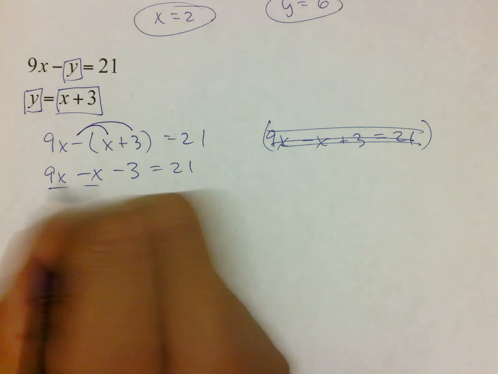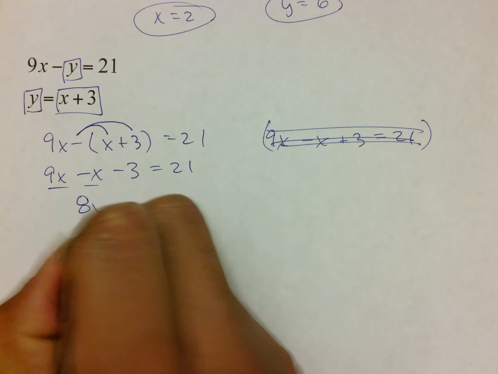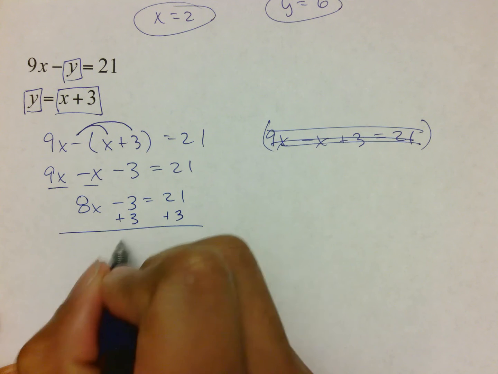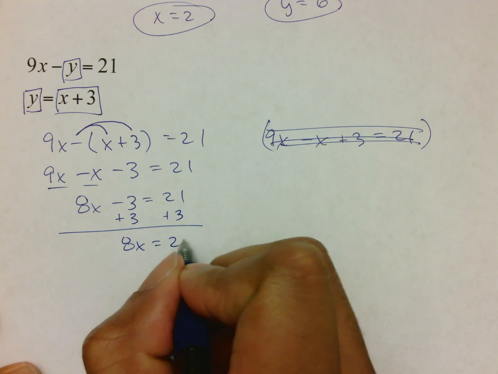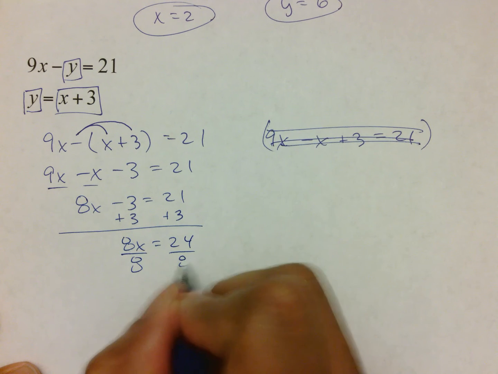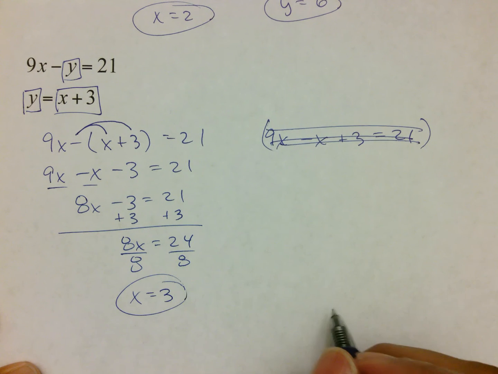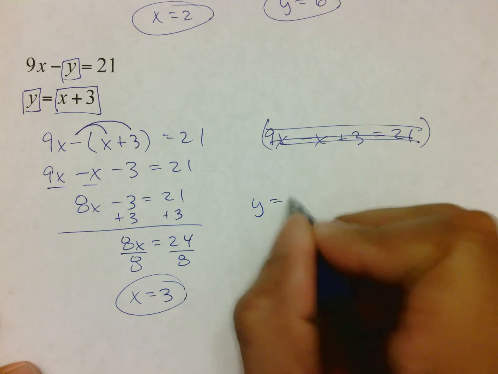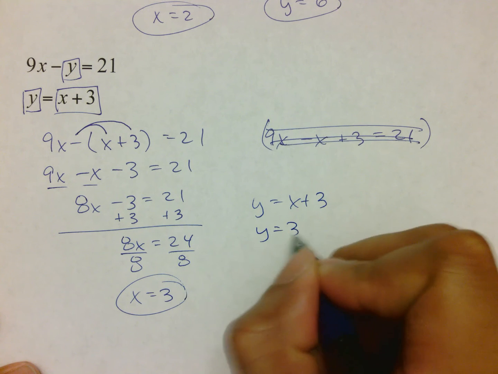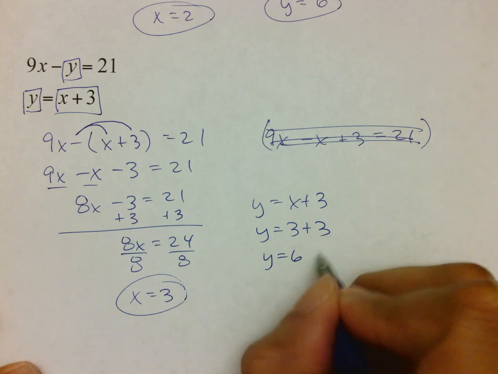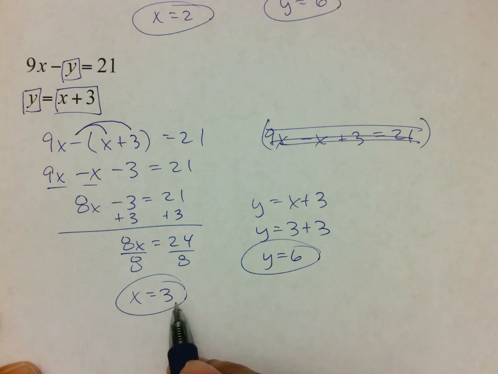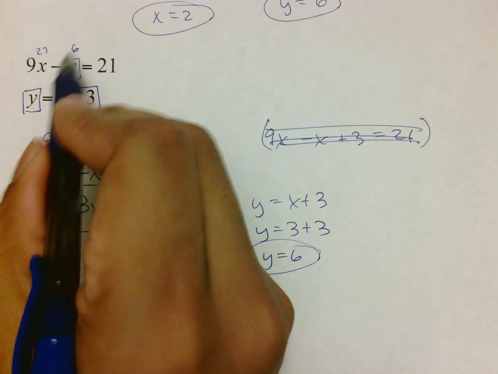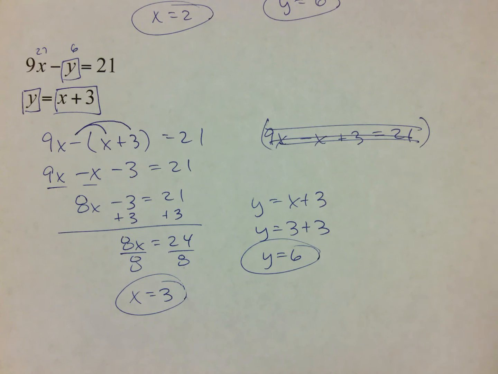But other than that, now you put your like terms together. In this case, 9x minus x is 8x minus 3 equals 21. Add your 3 to both sides. And again, once you substitute appropriately, everything else falls right into place. From there, take that 3, plug it into one of those two options, and everything is good. 9 times 3 is 27. 6 goes here. 27 minus 6 is 21. So we know we're okay.